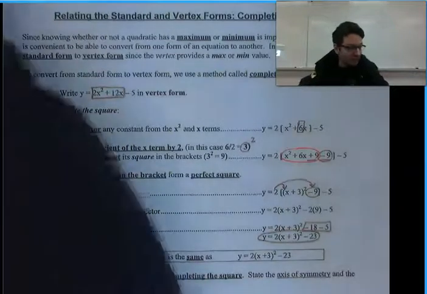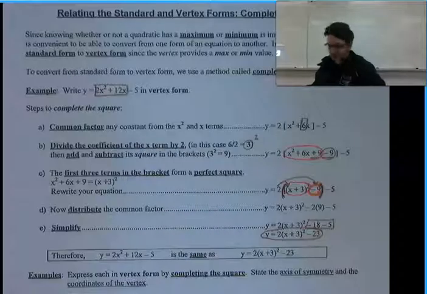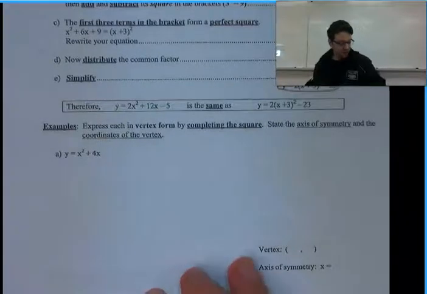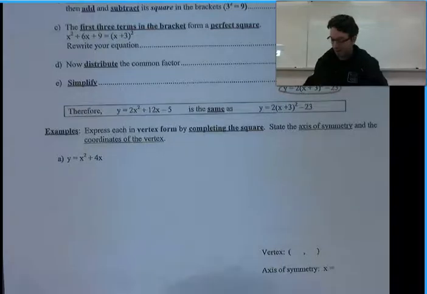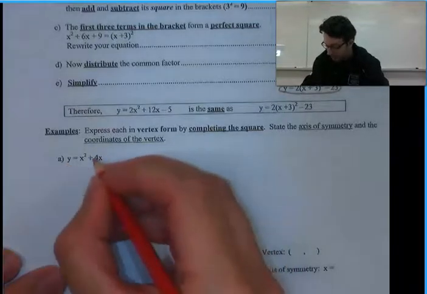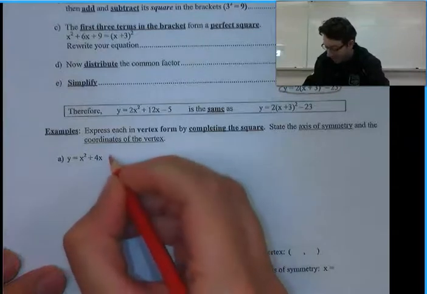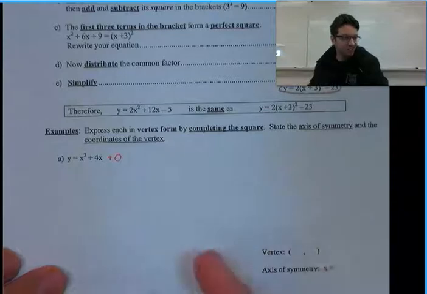Okay, so let me just pause there to see if anyone has any questions. Alright, now that we have that, let's go on and try an example on our own. So in this example, if you're worried that there's no constant at the end, you can add a 0. Right? And now that looks like your standard form for a quadratic.